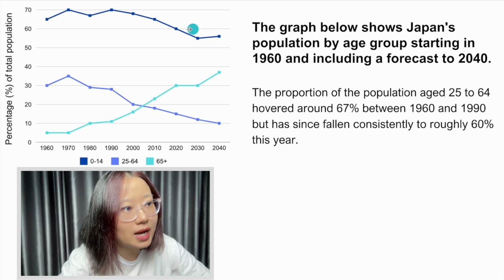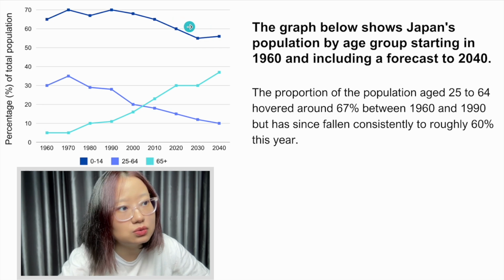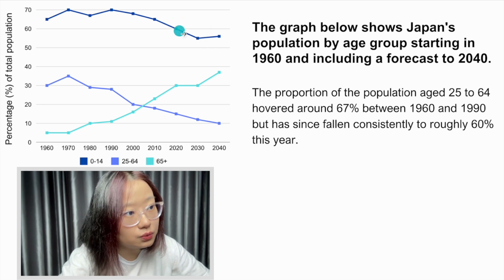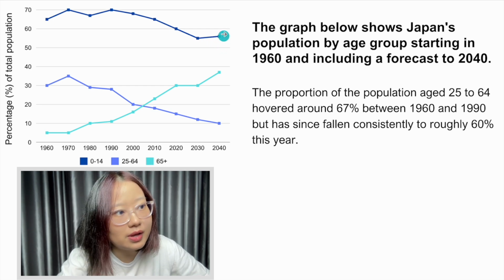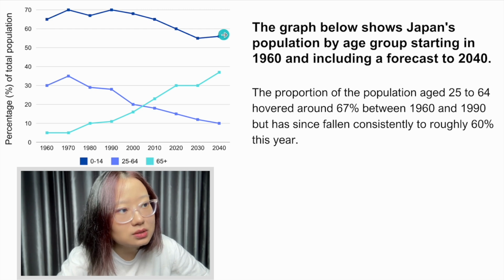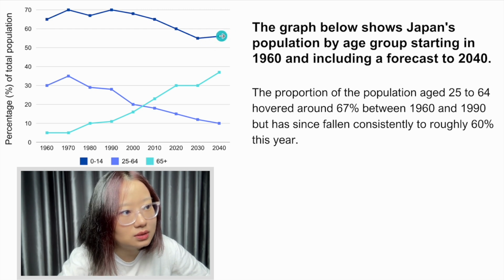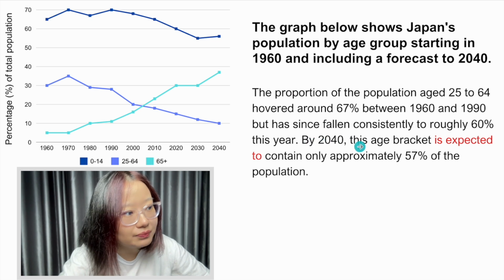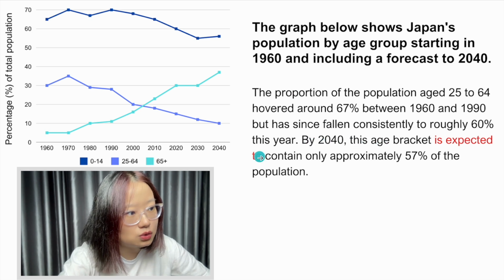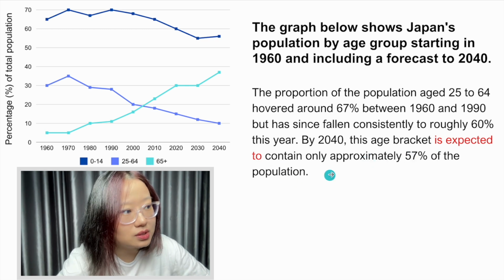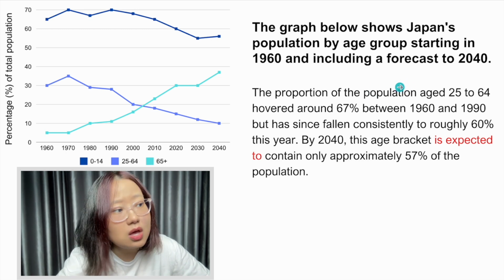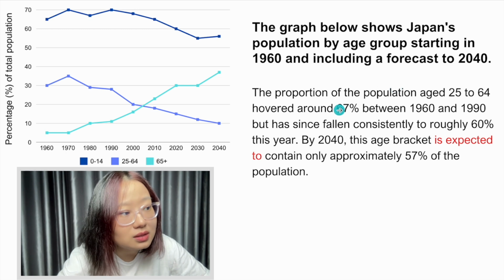Now, for projections, I don't think it's necessary to go into detail, like the percentage will decrease and then remain almost unchanged. What's important is the number at the end of the period, so we can simply add this number and ignore the details. By 2040, this age bracket is expected to contain only approximately 57% of the population. As you can see, I repeat the word population again. It's necessary, okay? We need the word population to make it clear what these percentages refer to.